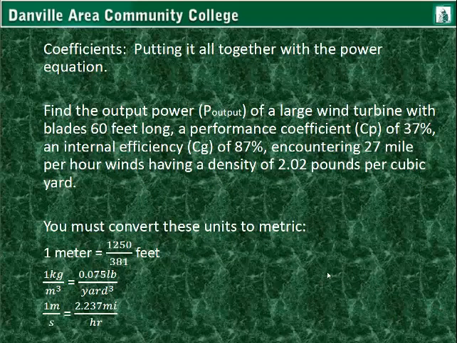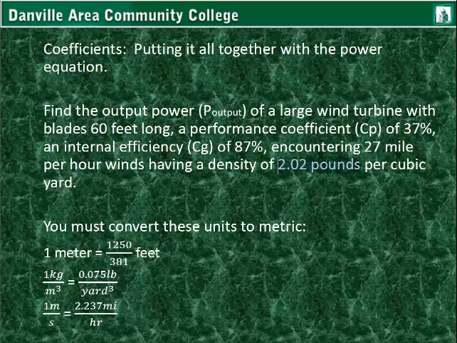Here's another example. Find the output power of a large wind turbine with blades 60 feet long, a performance coefficient, or CP, of 37%, and an internal efficiency of 87%, and it's encountering 27 mile per hour winds having a density of 2.02 pounds per cubic yard. Now this is different because we're using standard measures rather than metric, so we must convert those. The conversions are: 1 meter is 1,250/381 feet. 1 kilogram per meter cubed is 0.0075 pounds per cubic yard. 1 meter per second is 2.237 miles per hour.